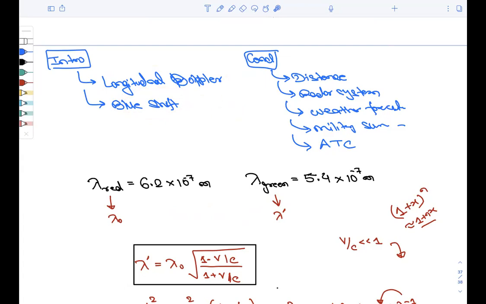In the conclusion, you can write about the application of the longitudinal Doppler effect, that is measuring the distance from the earth, right? Using the red shift and blue shift, we can measure how far we are from any celestial planet. Radar system, weather forecasting, military surveillance, and air traffic control. These are the conclusions that we can use over here. Okay.